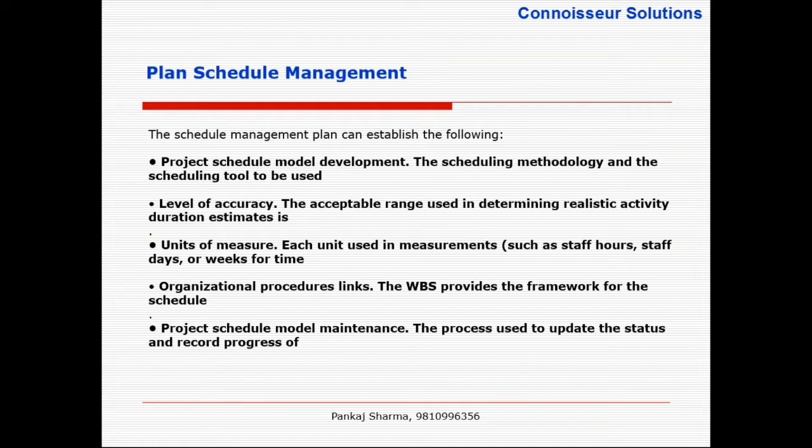17.5. So the actual estimates may vary from 7.5 months to 17.5. Are you getting my point or not? I didn't get that. But so you said for level of accuracy, that's the acceptable range and determine realistic activity duration estimates.